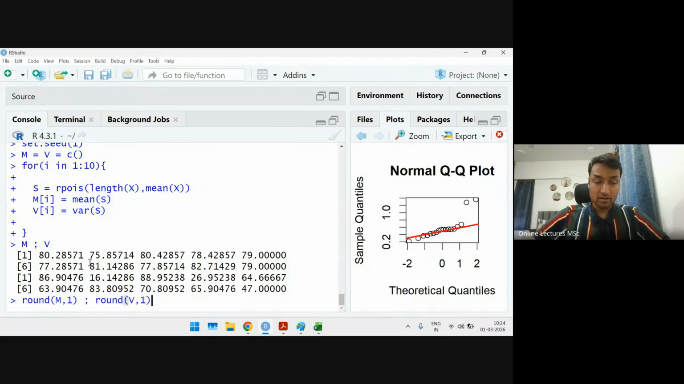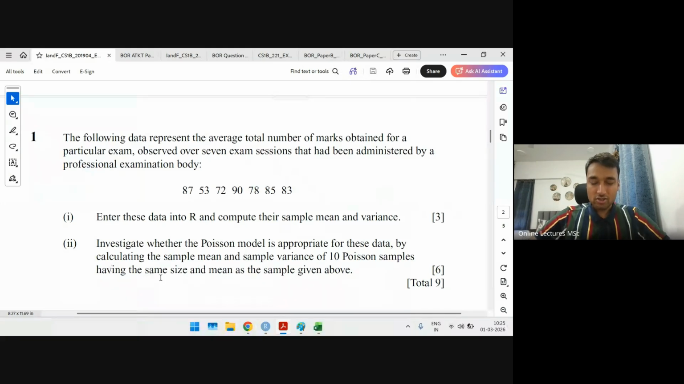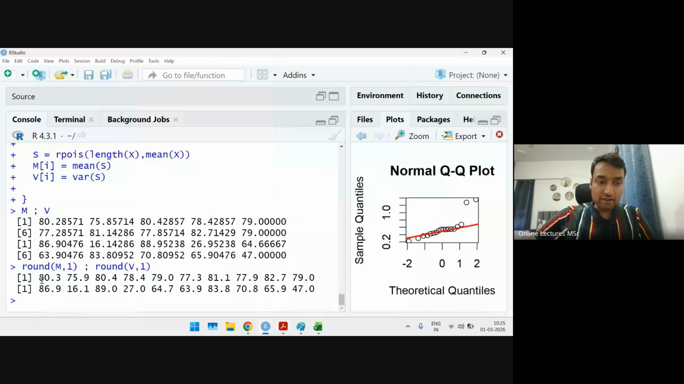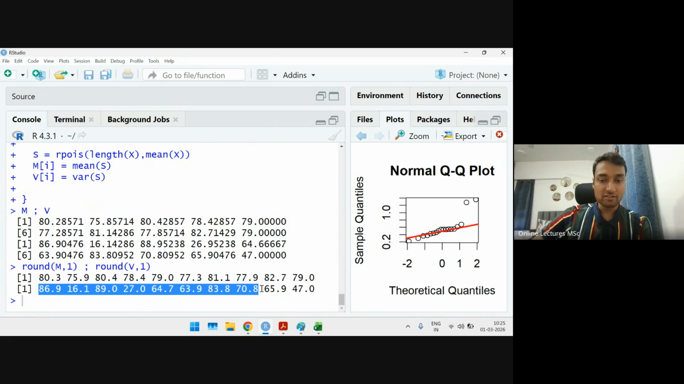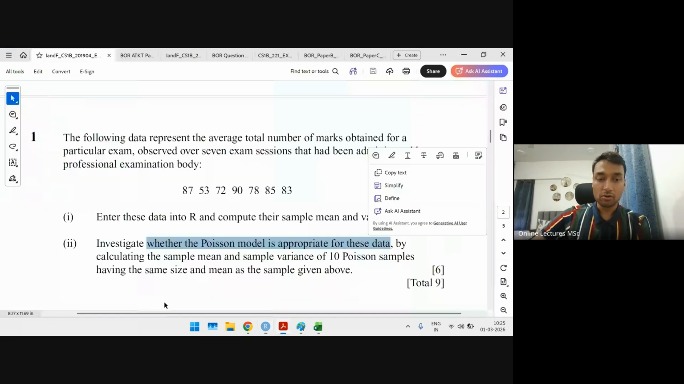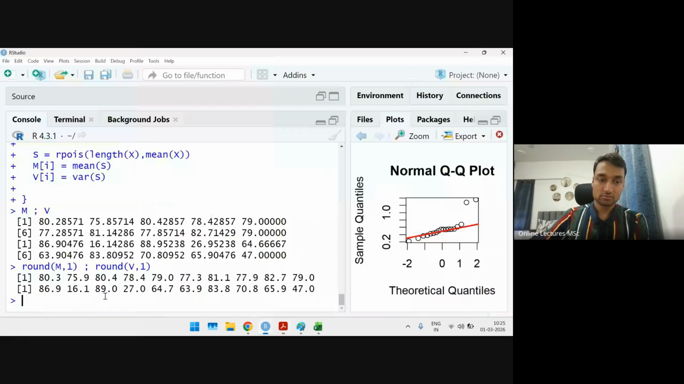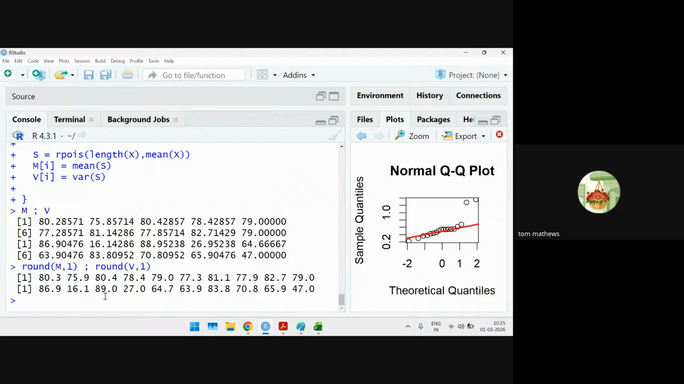Now the question also says investigate whether the Poisson model is appropriate or not. The first vector you see on my screen is the mean. The second vector is the sample variance. How would you evaluate whether a Poisson model is appropriate here or not? What characteristic of a Poisson distribution is something very unique? That the mean is equal to variance.